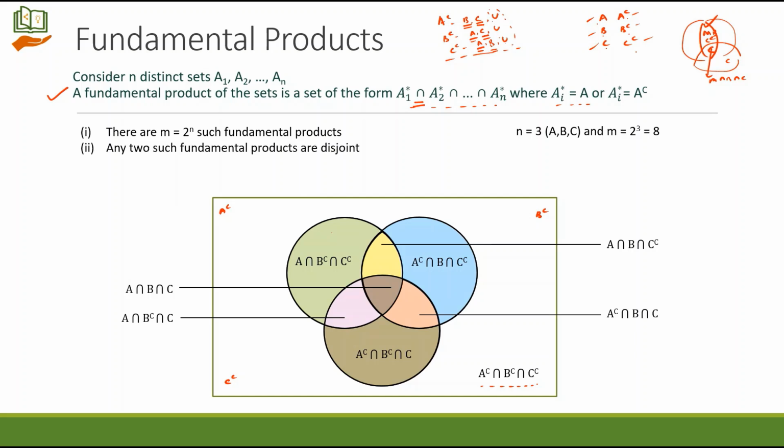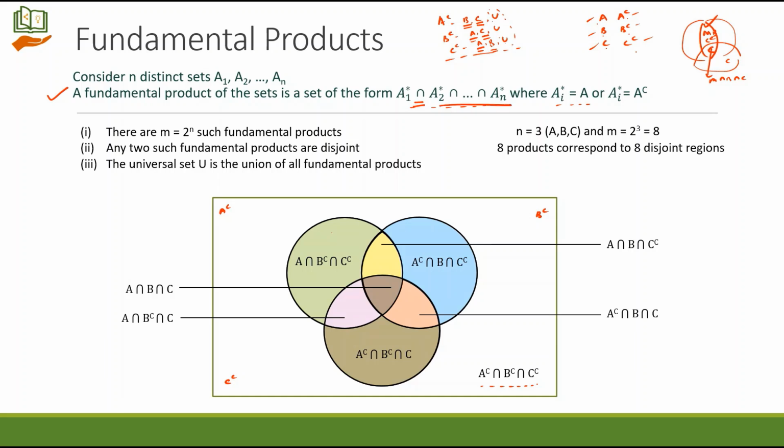Any two such fundamental products are disjoint. Here you cannot find any intersection point between these two products. 8 products correspond to 8 disjoint regions. The universal set U is the union of all the fundamental products. Here fundamental product is, we are expressing each of the region in this particular format using the intersection format, as well as we take either A or A complement as a whole.